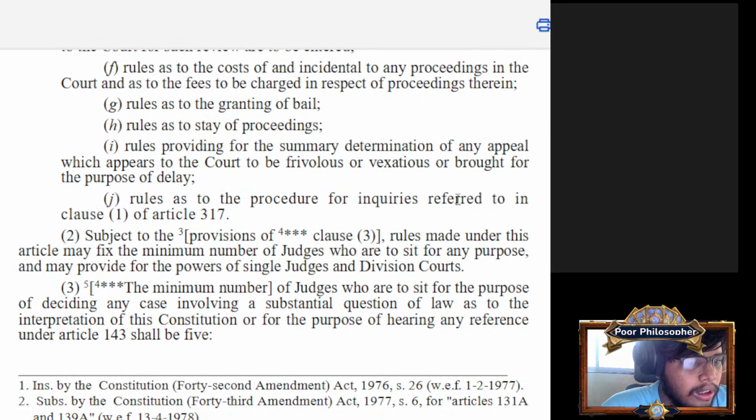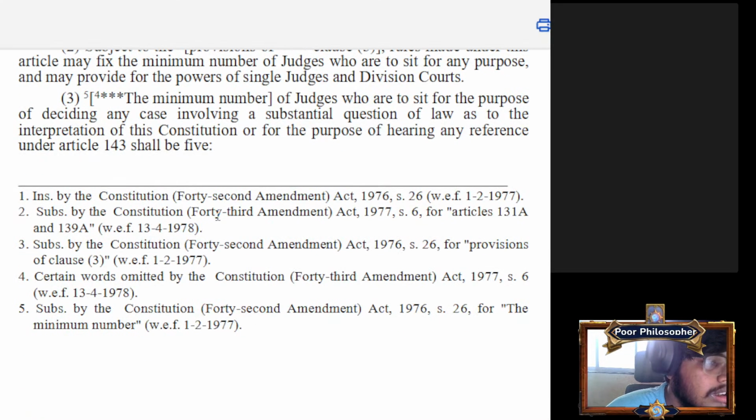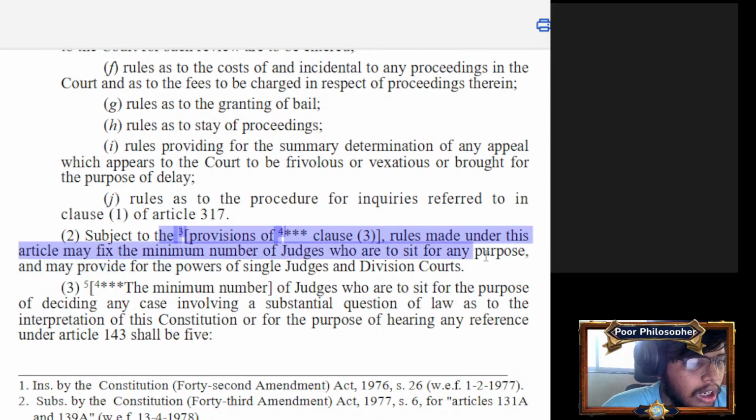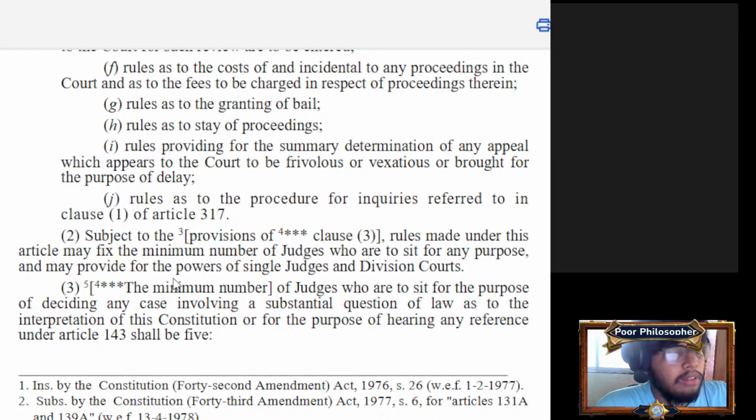Rules as to the procedure for inquiry referred to in clause 1 of Article 317. Okay. Subject to the provisions of clause 3, rules made under this article may fix the minimum number of judges who are to sit for any purpose and may provide for the powers of single judges and division courts. The minimum number of judges who are to sit for the purpose of deciding any case involving a substantial question of law as to the interpretation of the Constitution, or for the purpose of hearing any reference under Article 143, shall be 5. Okay.